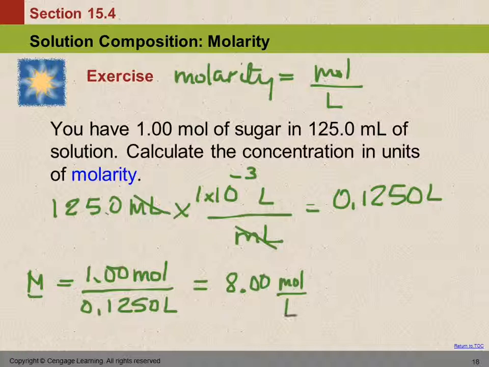moles per liter. So you can write it that way, or you can say 8.00 capital M. And when we read a concentration like that, we say 8 molar. So this is an 8 molar sugar solution. Any questions?